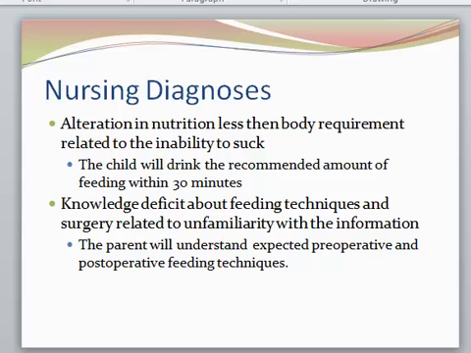Our nursing diagnoses for children with cleft lip and palate is alteration in nutrition, less than body requirements related to the inability to suck. So our goal is the child will drink the recommended amount of feeding within 30 minutes without getting so tired and worn out from working so hard to eat. Knowledge deficit about feeding techniques and surgery related to unfamiliarity with the information. Our goal is to have the parent understand expected pre-op and post-op feeding techniques.